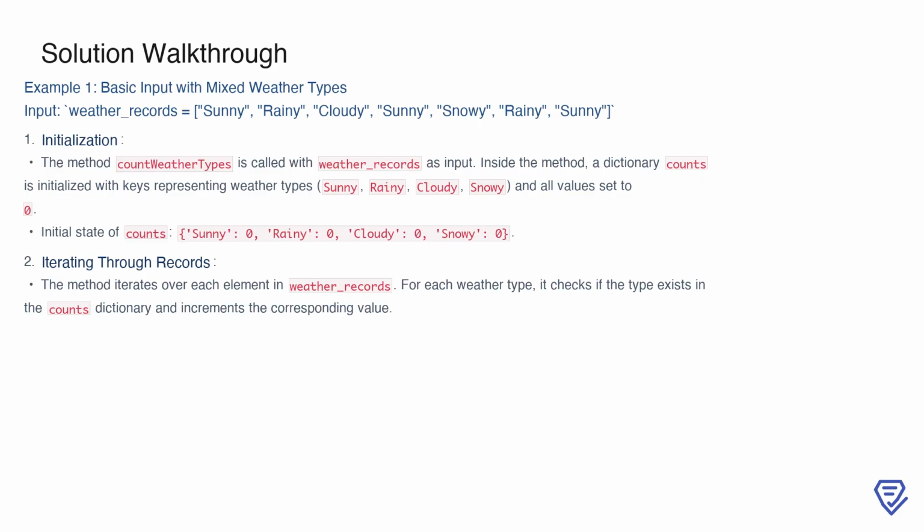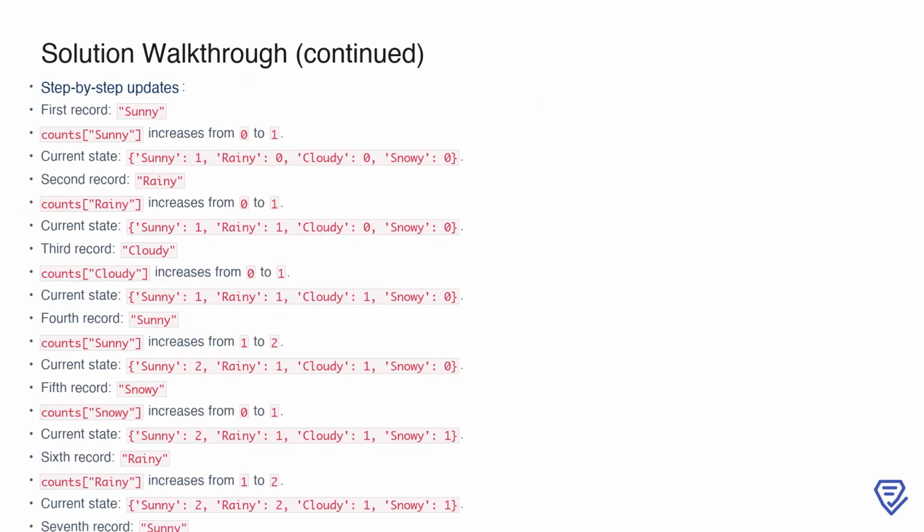Once this setup is complete, the method proceeds to iterate through the input array. For each weather record, it checks if the weather type exists in the counts dictionary. If it does, the corresponding value is incremented by 1 to keep track of how many times that weather type has appeared. The iteration begins with the first weather record, which is sunny. Since sunny exists in the counts dictionary, its value is incremented from 0 to 1. The updated state of the dictionary becomes sunny 1, rainy 0, cloudy 0, snowy 0.